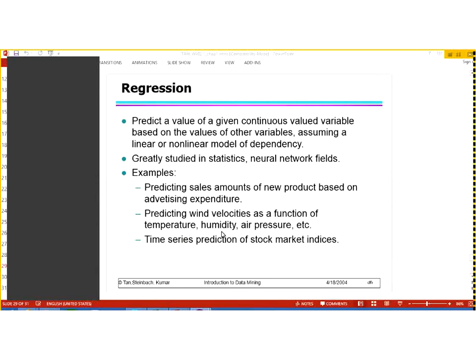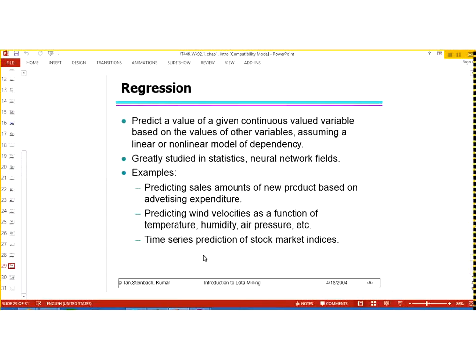Another example would be predicting the wind velocities as a function of other variables like temperature, humidity, air pressure, etc. A third example would be predicting the movement of a stock price, which we call time series. Why do we call it time series? Because a stock always has a price, a value for a data point, and this data point represents a price value at a certain time. So having several data points at different time points, this is what we call time series. So we can predict the pattern or the time series of one stock based on, for instance, various economic factors in the market, etc. So this is again another regression analysis.